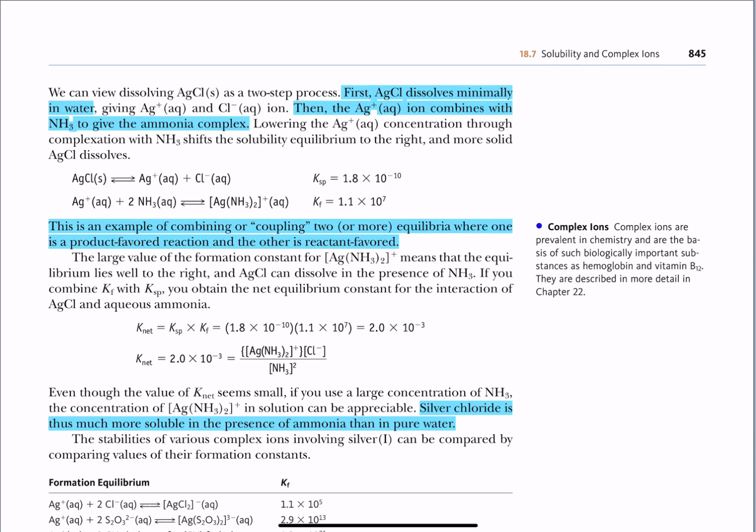So your silver chloride would hardly dissolve at all in water. But then when you start adding the ammonia, you begin to drive the reaction to the right. And as you drive the reaction to the right, you remove the silver ions from the solution because you're making the complex ion. So the degree to which the silver chloride separates into silver ions and chloride ions is not much. You can see that by the Ksp of 1.8 times 10 to the minus 10th.